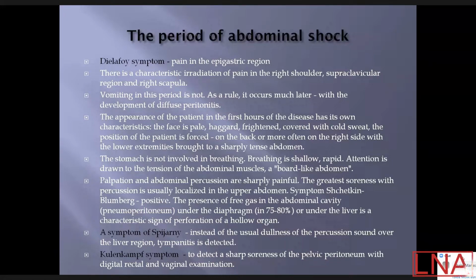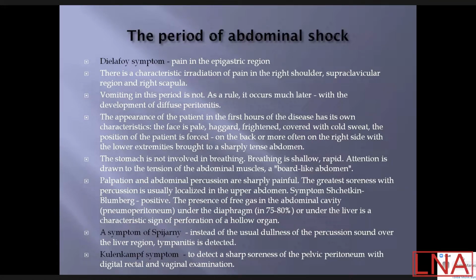It can occur with perforation of a stenosing pyloroduodenal ulcer against the background of a stretched and full stomach. With vomiting, perforation may be present. Its role occurs much later, with the development of diffuse peritonitis. The appearance of the patient in the first hours of the disease has its own characteristic.